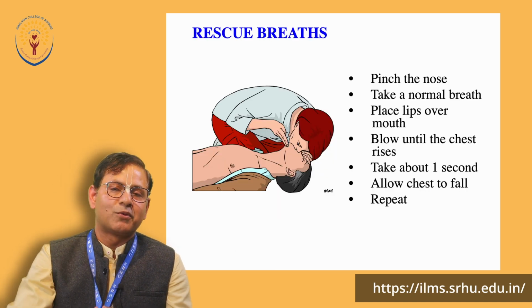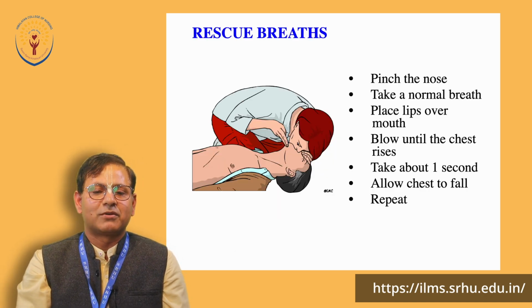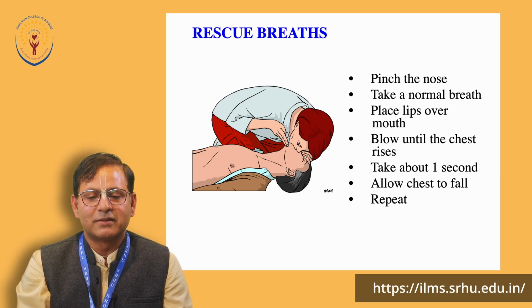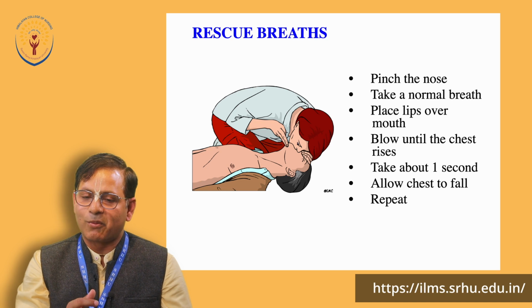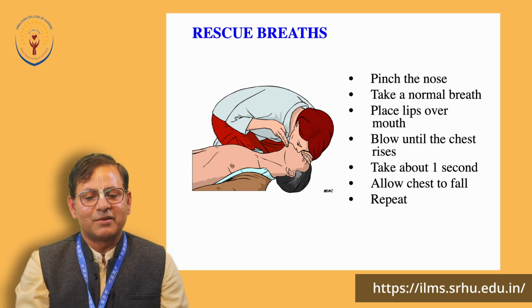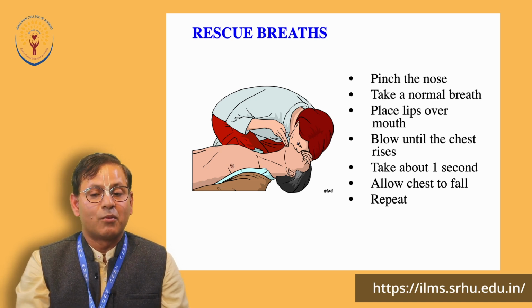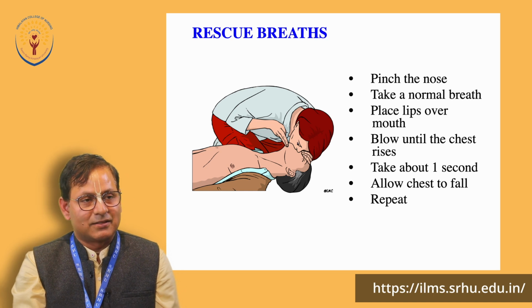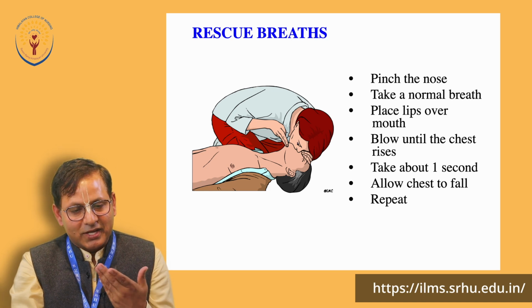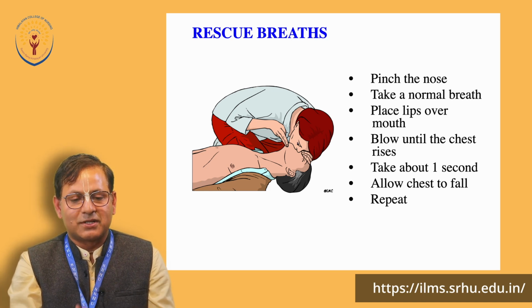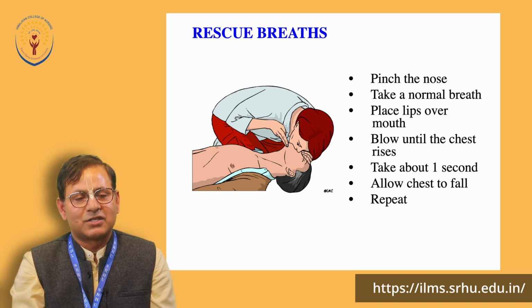While giving mouth to mouth, we have to remember some things. Pinch the nose first, and after pinching the nose, take a normal breath, then place lips over the mouth and blow until the chest rises. Take about 1 second, then allow the chest to fall, and repeat for 2 times. So, with 2 breaths given, we again start the 30 chest compressions.